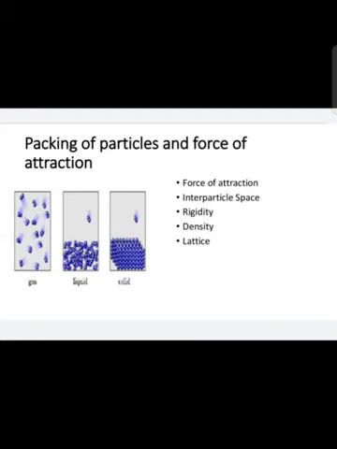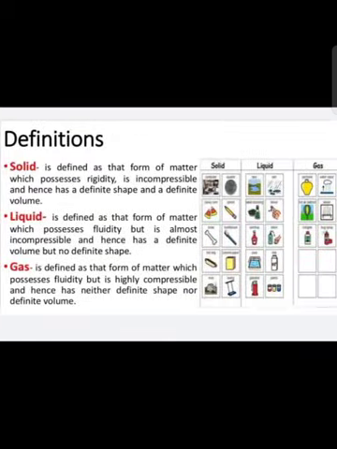Talking about the packing of particles and the forces of attraction, students, the five basic properties like force of attraction, interparticle space, rigidity, density, and lattice, meaning the order of the particles, vary in the three different states of matter. Now, coming to the definitions of the three states. Solid state is defined as that form of matter which possesses rigidity. It is incompressible and hence has a definite shape and a definite volume.